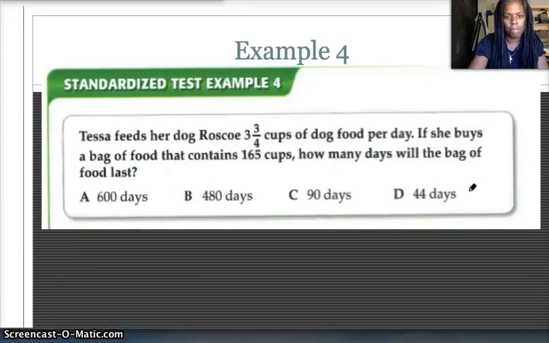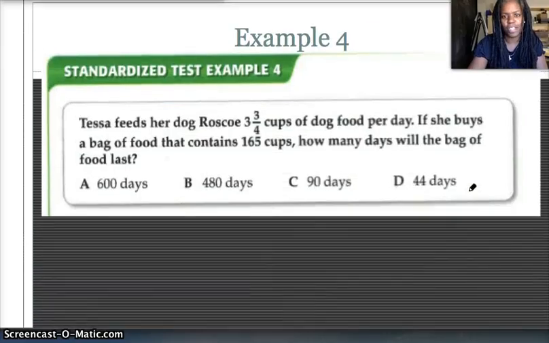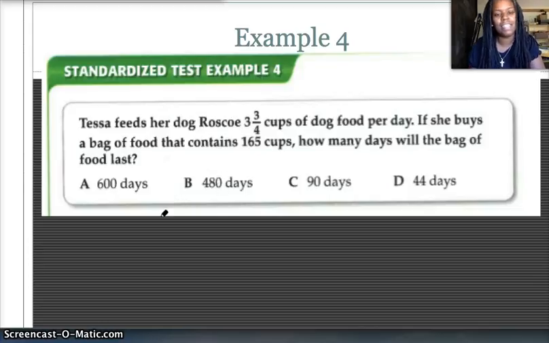Let's look at our maybe final example. Nope, not our final example, our almost final example. So we're looking at this example. It's a standardized test example, so it's multiple choice. Tessa feeds her dog Roscoe 3 3/4 cups of dog food per day. If she buys a bag of food containing 165 cups, how many days will the bag of food last?